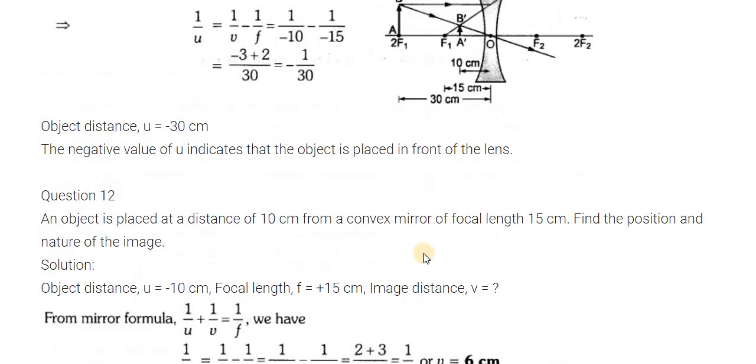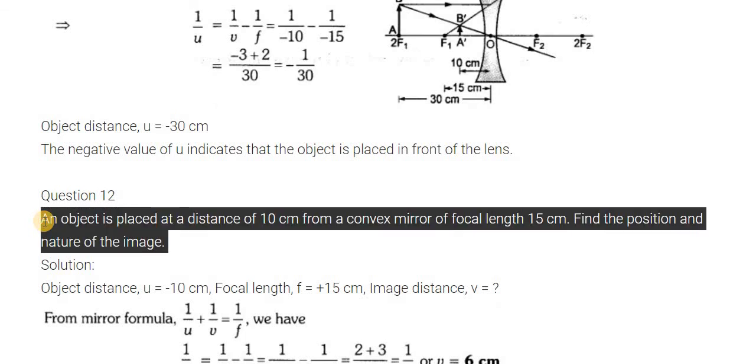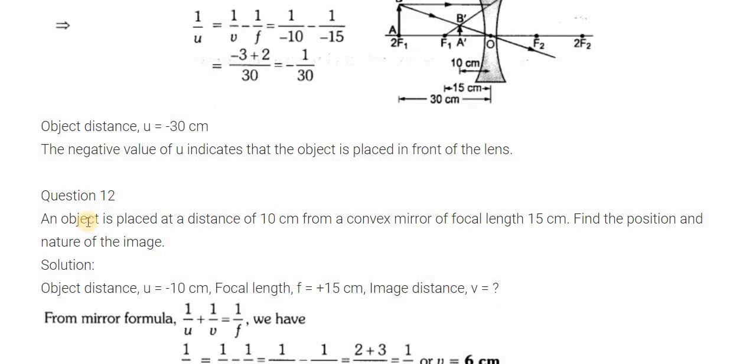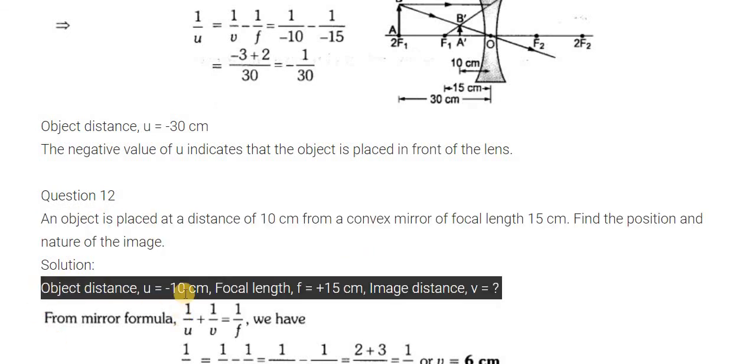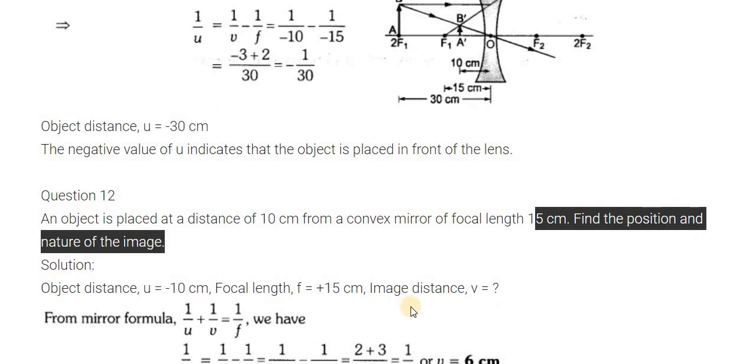Let's see one more question. Question number 12. An object is placed at a distance of 10 centimeter from a convex mirror of focal length 15 centimeter. Find the position and the nature of the image. Object distance u is equal to minus 10 centimeter. The focal length f is plus 15, and the image distance v we have to find out.